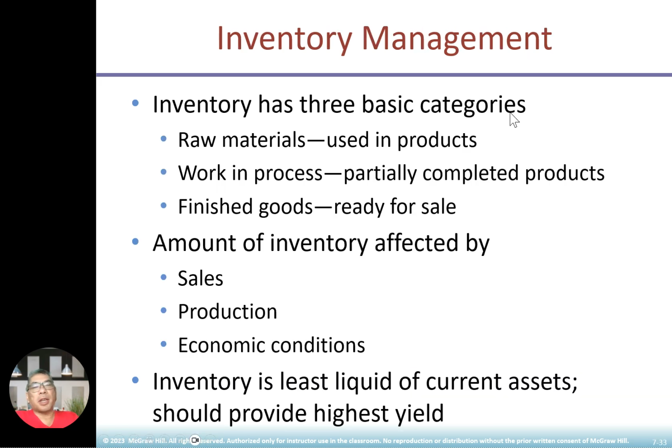Inventory has 3 basic categories: raw materials, which are used in products; work in process, which is partially completed products; and finished goods, which are ready for sale. The amount of inventory is affected by sales, production, and economic conditions. Inventory is the least liquid of current assets and should provide the highest yield.